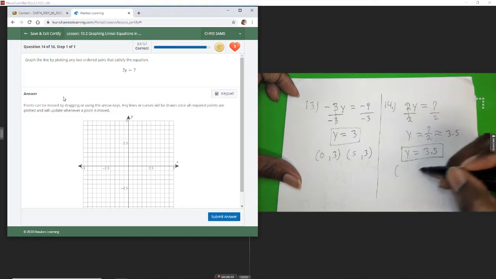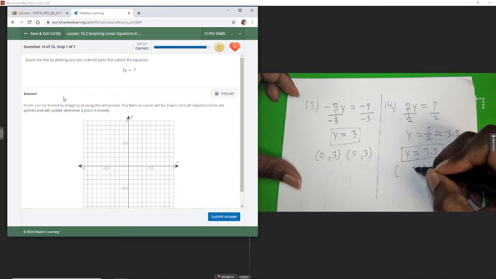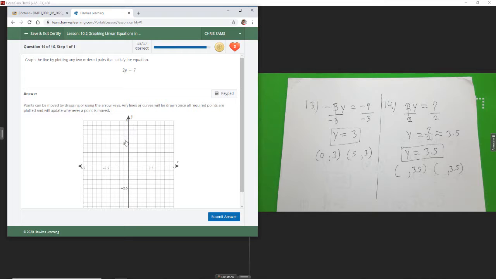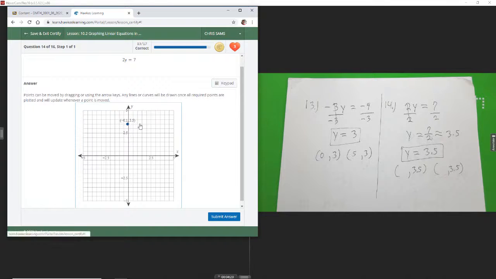So when I graph this and plot any two ordered pairs, so long as y is 3.5, we can pick any x that we want. Okay. So I'm going to leave it blank this time. I'm just going to go to 3.5 and just click 2 points. So you see I got -0.1 and 2.1. It literally doesn't matter as long as y is 3.5.